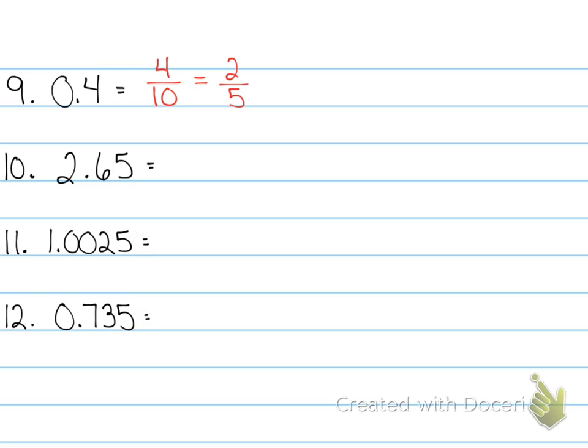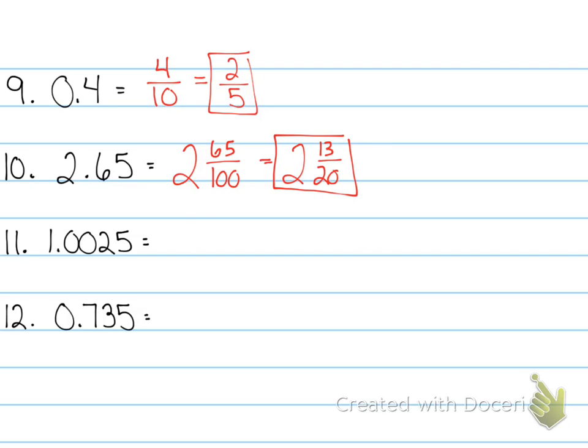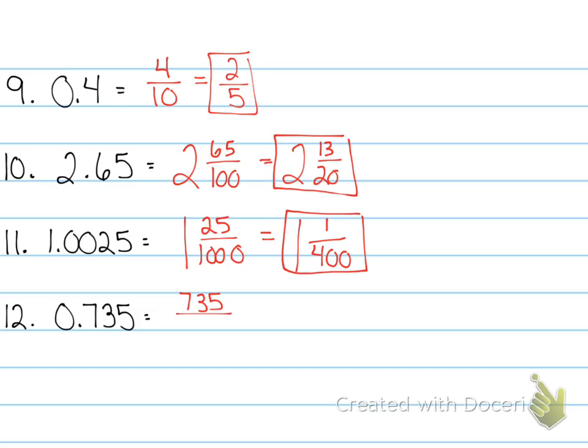All right, what about number 10? 2 and 13 over 20. Very good. What about number 11? 1 and 1 over 400. What about number 12? 145 over 200. Very good. Is it 45? All right, who got all 4? Awesome. Good job, guys. Very good. Okay, it's very easy if you have a calculator. If you don't, it's going to be pretty challenging.